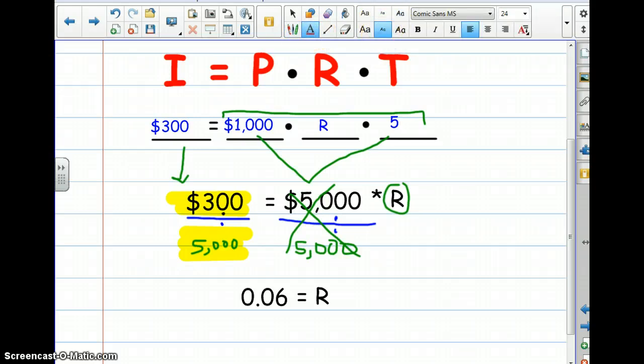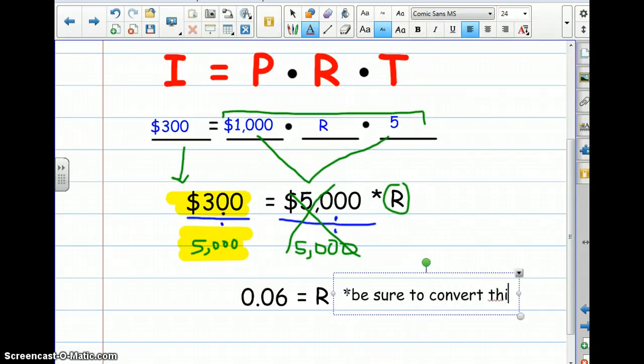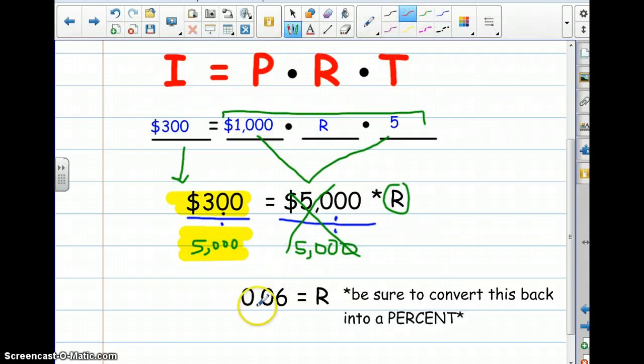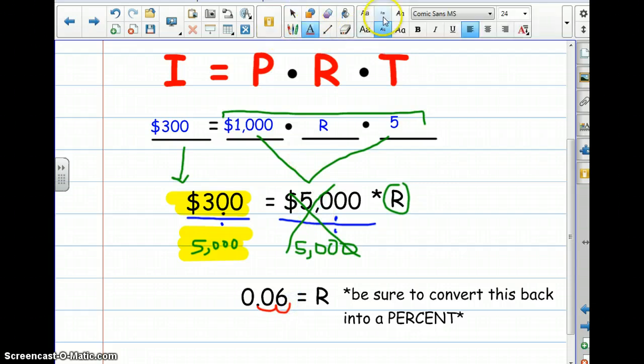So we're going to write ourselves a little note. And I want you to star it, circle it, highlight it, underline it. Be sure to convert this back into a percent. And it's super important. How do we convert a decimal into a percent? We move the decimal 2 places toward the right. And we add the percent sign. So our final answer is 6% is our rate. And then we're done.